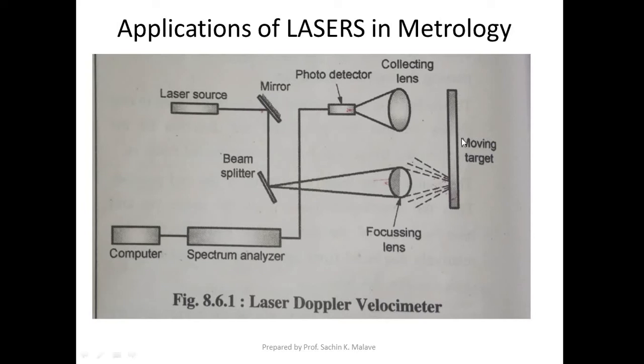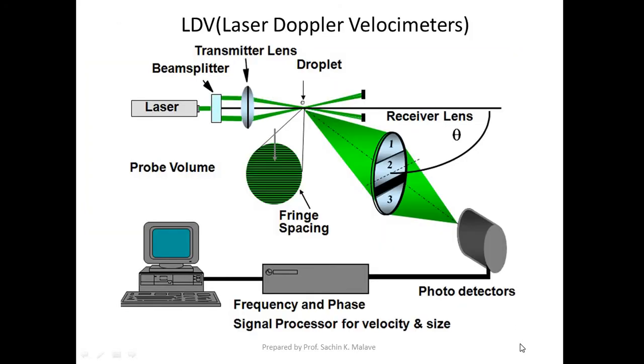So this is the laser Doppler velocimeter. The same is shown here also. The sketch also shows the setup. As you can see, there is a laser, a beam splitter, then a receiver lens, and we can also see the fringe spacing. Then there is a photodetector, isn't it? And this is the frequency and phase signal processor for velocity and size.